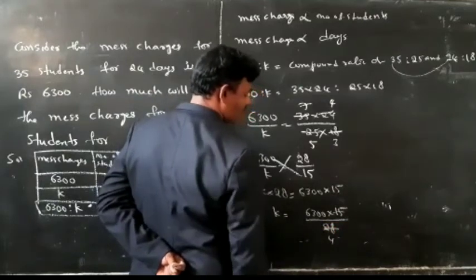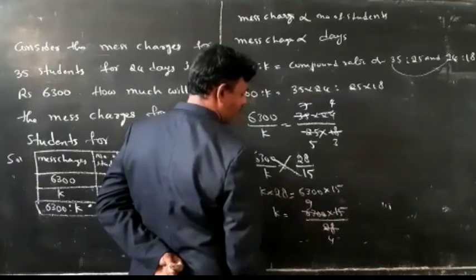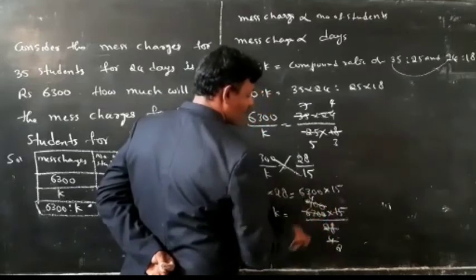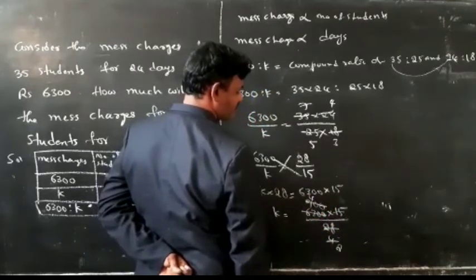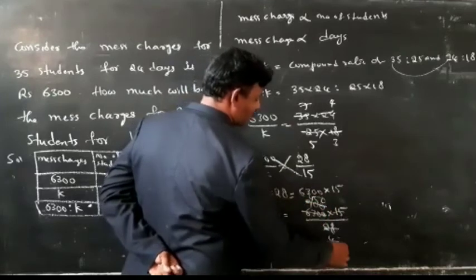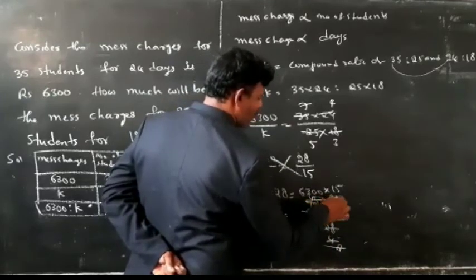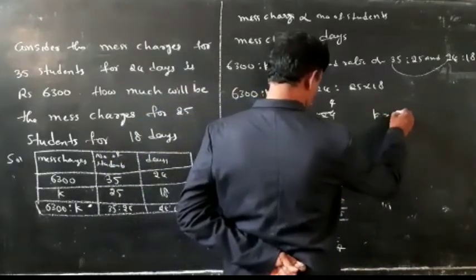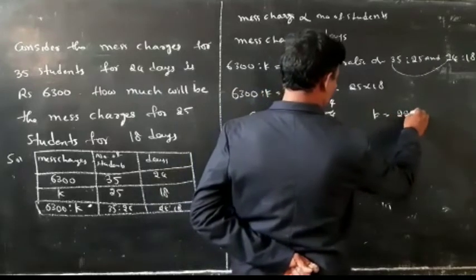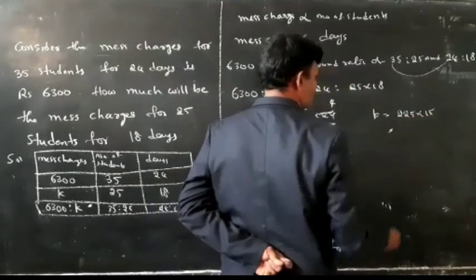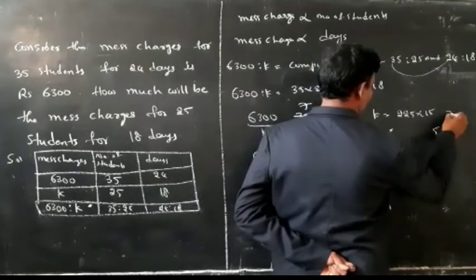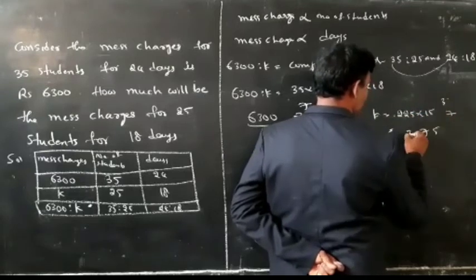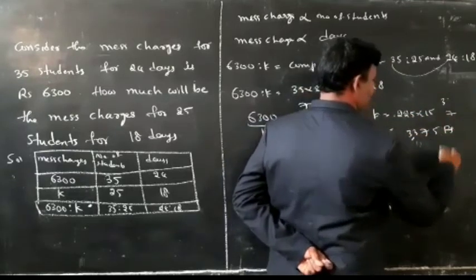See, 7 4s are 28. 7 9s are 63, 0 and 0. 2 4s are 8. 2 5s are 10 and 0. Next 2 2s are 4 and 2 5s are 10. Here k is equal to 225 into 15. 15 5s are 75. 15 2s are 30 plus 7 is 37. 15 2s are 30 plus 3 is 33. 3,375 rupees.